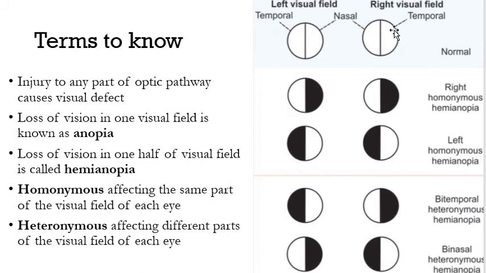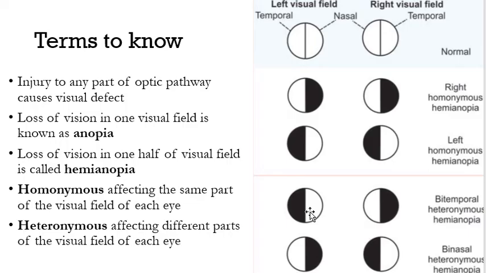If they can't see the right side of both visual fields, it means that they can't see on the temporal side of the right eye, and they can't see on the nasal side of the right eye. If they can't see on the left side of both visual fields, it means the left side of the left visual field and the left side of the right visual field are all darkened. So we're talking about the second one. If they can't see on the temporal side of both visual fields, then you're talking of the third one. So the temporal sides of the right eye and the temporal side of the left eye, both of them can't be seen.